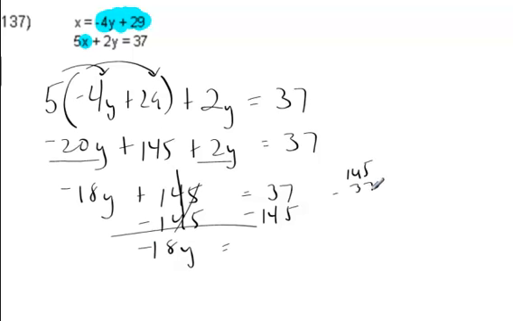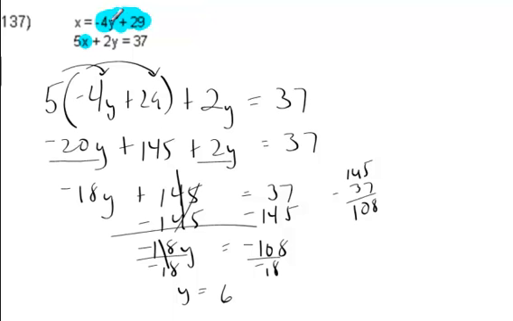What is that? 145 minus 37 would be 108, and it's negative, though. Divide by negative 18 on both sides. A negative divided by a negative is a positive, and 108 divided by 18 would be 6.